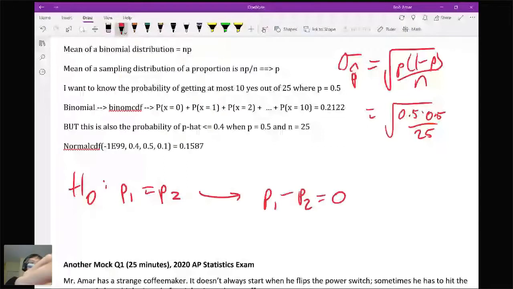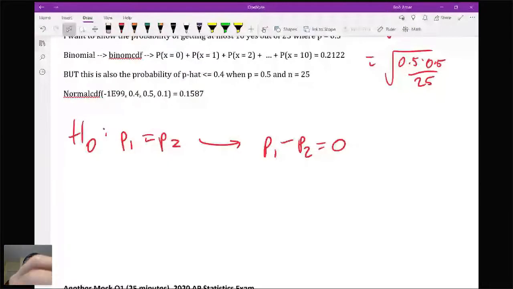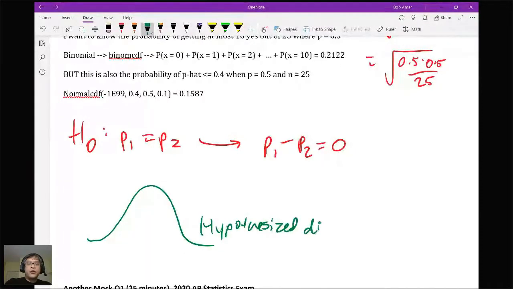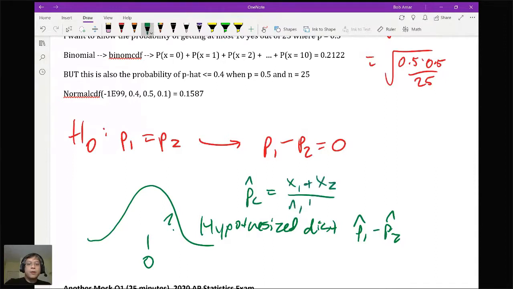So if I'm building the normal curve for this case, then I have a dilemma, right? Because I know the center of the hypothesized distribution of P1 minus P2, the difference between two normal distributions. I believe that P1 and P2 have the same center, so the difference between P1 and P2 should on average be 0, but I don't know what the standard deviation should be. And so that's what this formula on the formula sheet is for. This is a pooling type thing.